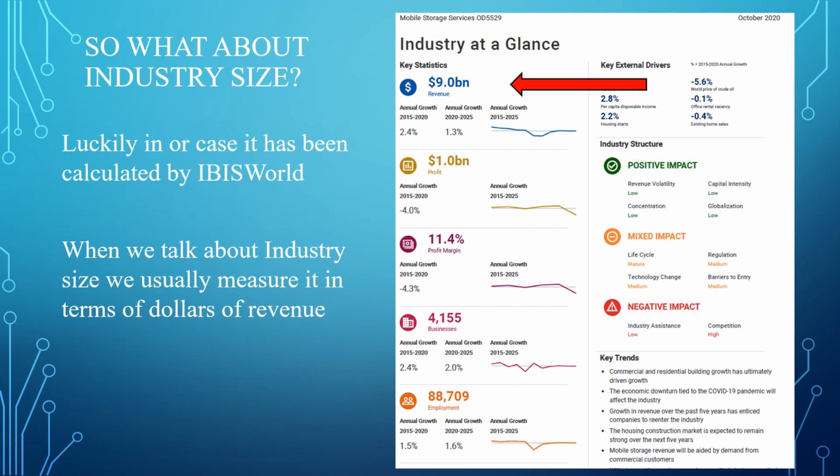Now, why did I say it's estimated? Because this report was produced in October of 2020, and that is a number that they have calculated for 2020. It is based on all the information that they had up until October when this particular report was released. When we talk about an industry size, we almost always measure it in terms of dollars of revenue, not dollars of profit or number of customers or anything like that. Whenever we can, when we talk about the industry analysis, we like to measure it in dollars of revenue.